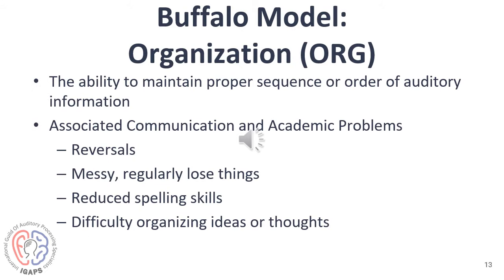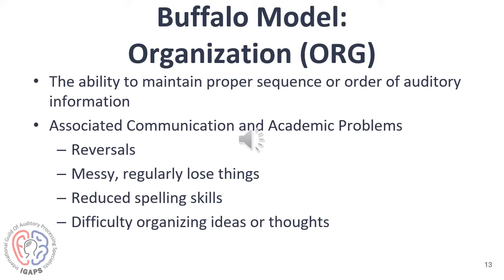The organization category of APD is related to maintaining proper sequence of information. This problem is a labor-intensive problem, requiring a great deal of monitoring information that is heard and seen. It typically occurs when individuals have decoding and tolerance fading memory deficits.